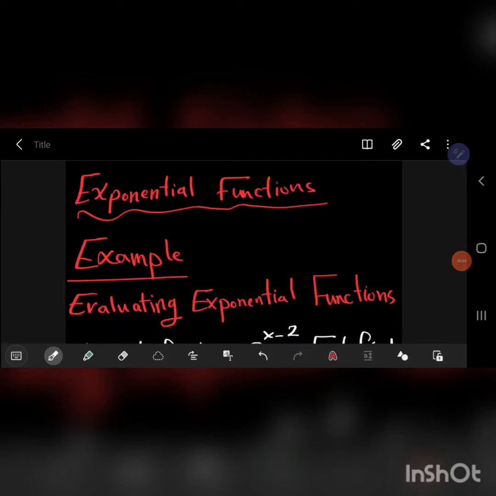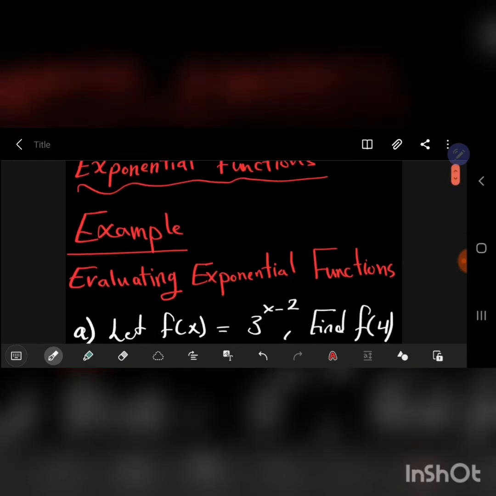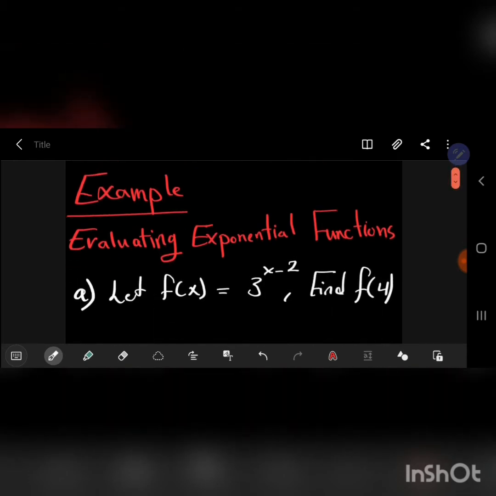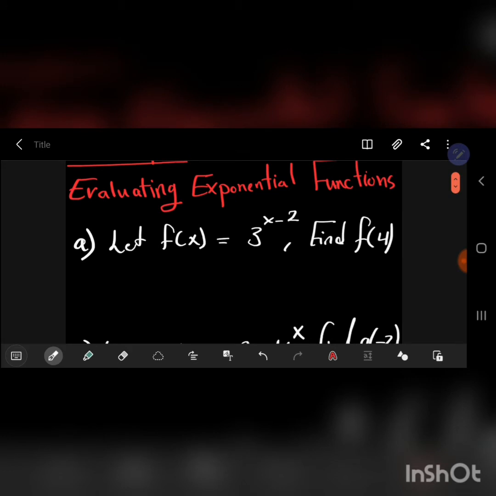We took exponential functions before. Okay, we take the rules of exponential functions. So here we will take an example. The example is evaluating exponential functions. The first example he gave us.